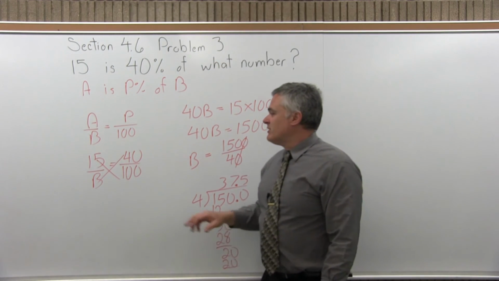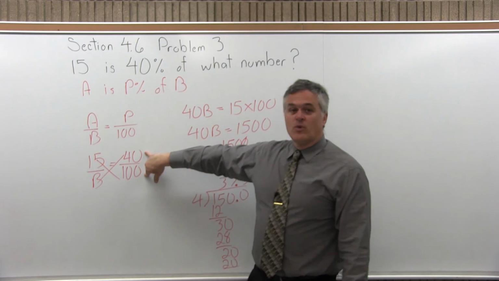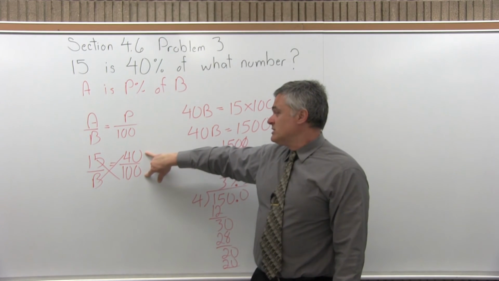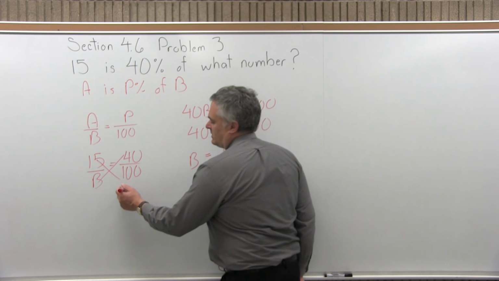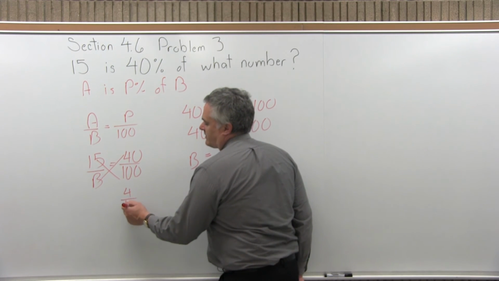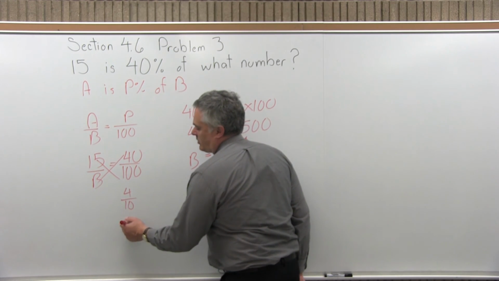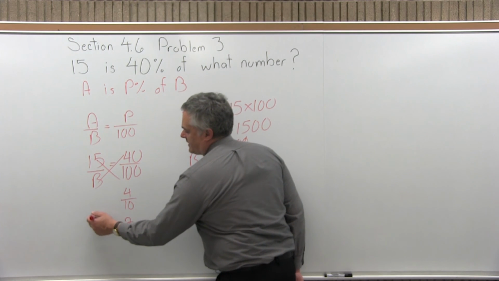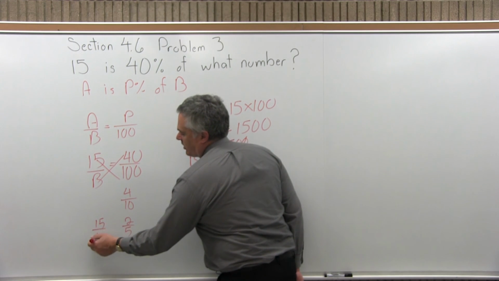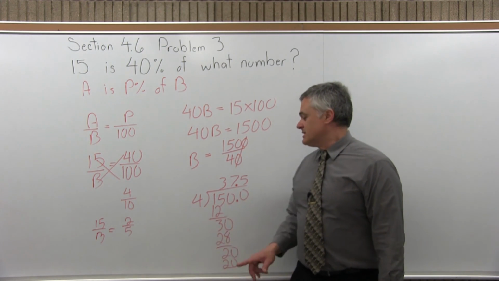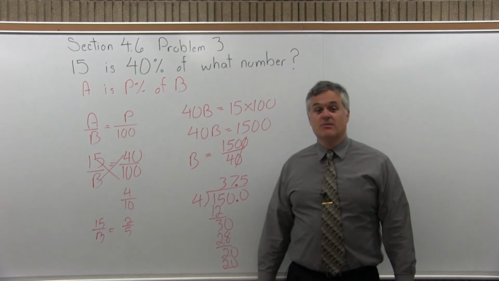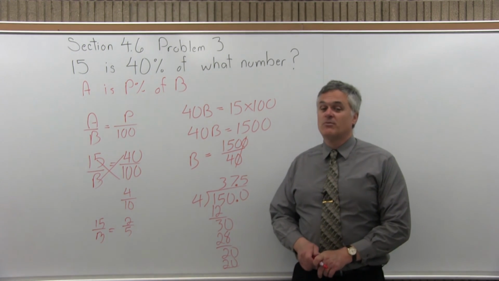And again, like some of the previous problems, the 40 over 100 could reduce. And if I reduce it first, I'd get the same answer. Just right away, I can make it 4 over 10, and I can reduce that a little bit more. They're both even. 2/5. So 15 over B is equal to 2 over 5. And if I do the same cross multiply, I will get the same answer. So you can reduce if you want, but you don't have to.